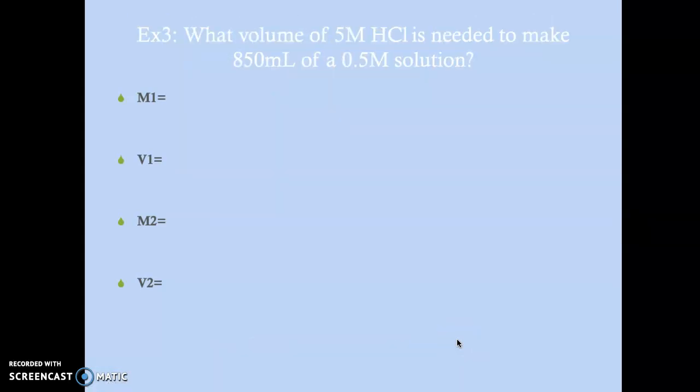Okay, next example. Pause here to see if you can figure out what goes where. And 850 and 0.5, I know those two are going together. And it's just saying those are my second ones, because what volume of 5 molar? I'm starting with a more concentrated solution. So that means to solve for my initial volume, I multiply these two, divide by that one. 0.5 times 850 divided by 5 gives me 85 milliliters.